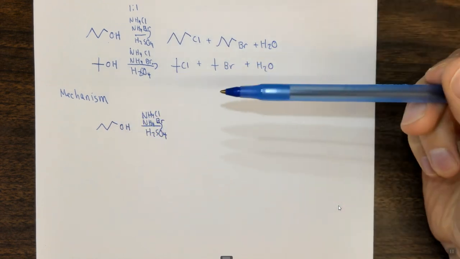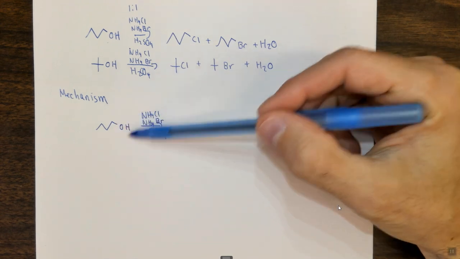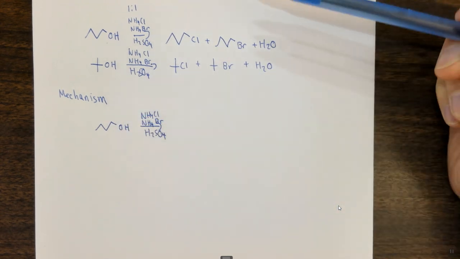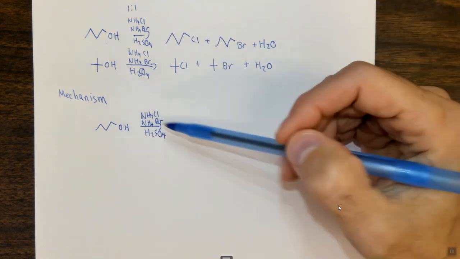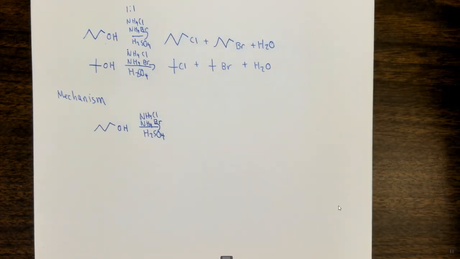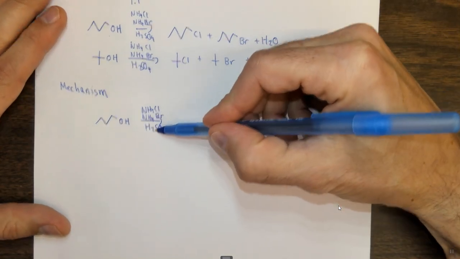Why? Two reasons basically that are the same reason. OH is a strong base, or said another way, OH is a bad leaving group. So OH isn't just going to leave for a Cl or a Br. So what can we do to make OH a better leaving group or a weaker base? Well, that's where the sulfuric acid comes in.